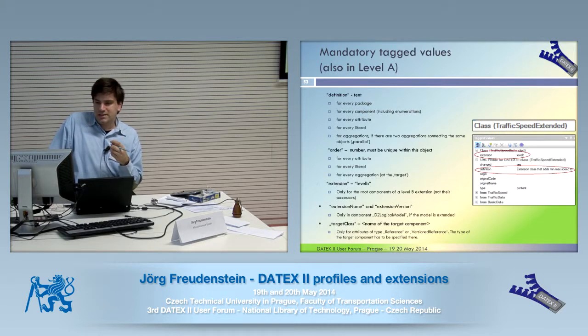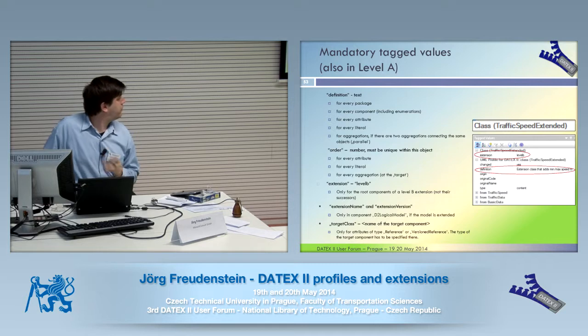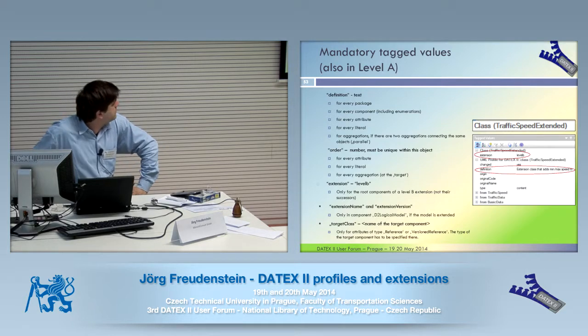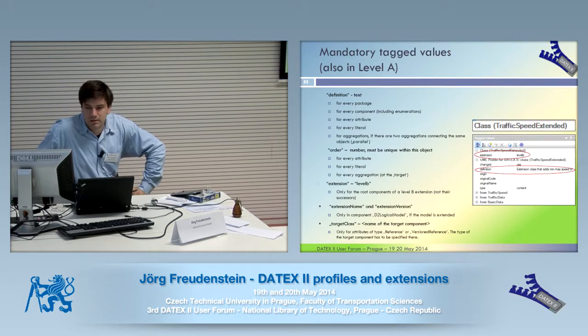You have got a lot of text value in level A as well as in level B. And here I made some overview where you have different tagged values which are mandatory. So we have the definition, which is a free text where you define the elements. Definition is used everywhere. You can say that packages, components, attributes, literals.